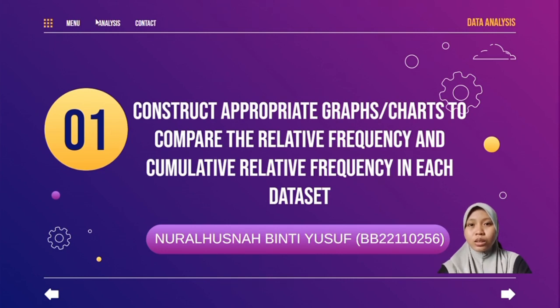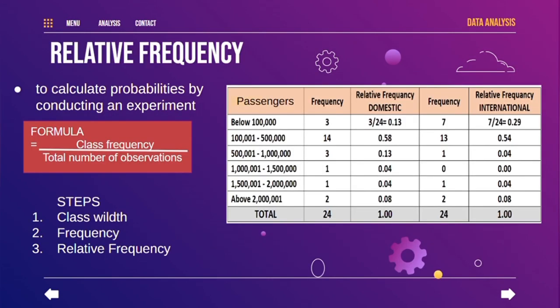Okay, which is construct, operate, graph or chart to compare the relative frequency and cumulative relative frequency in each dataset. Okay, relative frequency we use to calculate probability by conducting an experiment. First step we must find the class. We can see the passenger, and then second the frequency, and the third one is relative frequency. The formula is class frequency divided by total number of observations. You can look at the table.